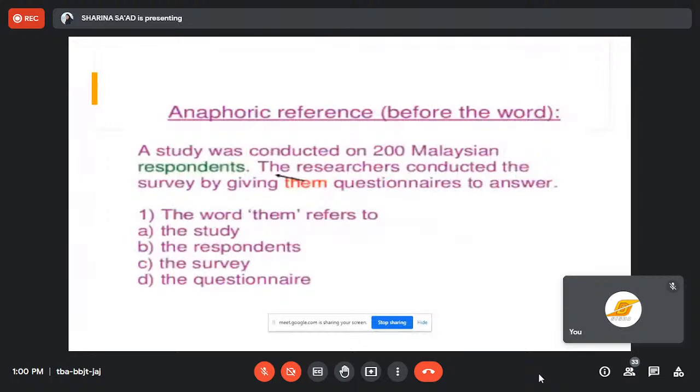Now I'll show you. Anaphoric is before the word. For example, the question asks about the word "them". What does "them" refer to? You use the anaphoric technique: you read the sentence before the word "them". A study was conducted on 200 Malaysian respondents. The researchers conducted the survey by giving them questionnaires to answer. Here you apply anaphoric, you look before. "Them" refers to what comes before: respondents. So the word "them" refers to respondents. This is anaphoric.